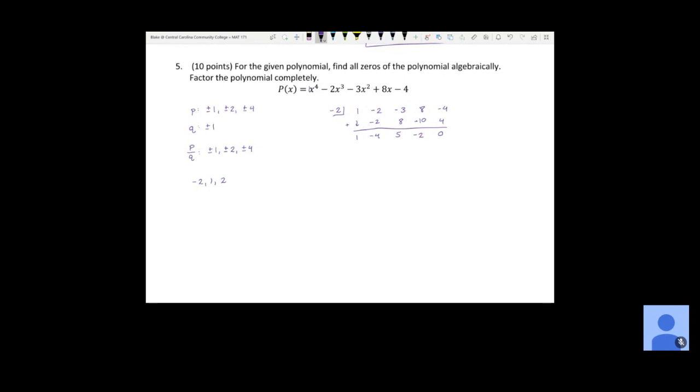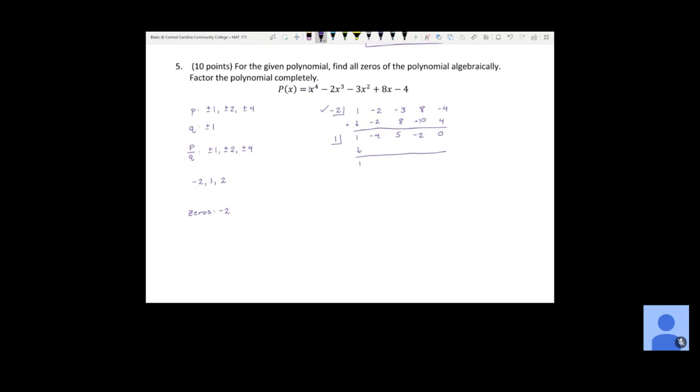So what does that tell us now about -2 then? It is a 0, right? So now for my list of zeros, I know -2 works. I can put that on my list. All right, now we can go to the 1, right? So again, I'm going to continue on from where I left off here. I don't need to go back to the original coefficients.